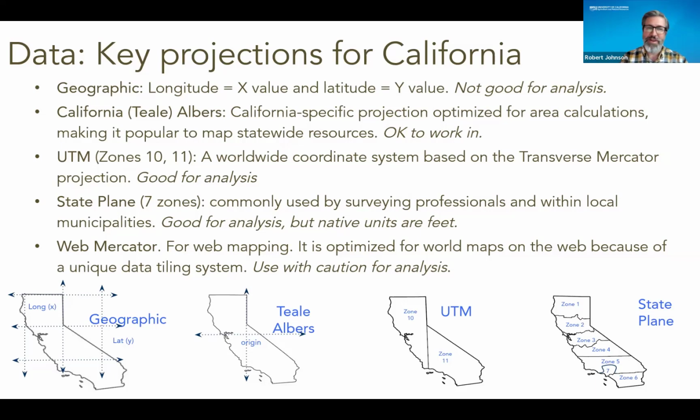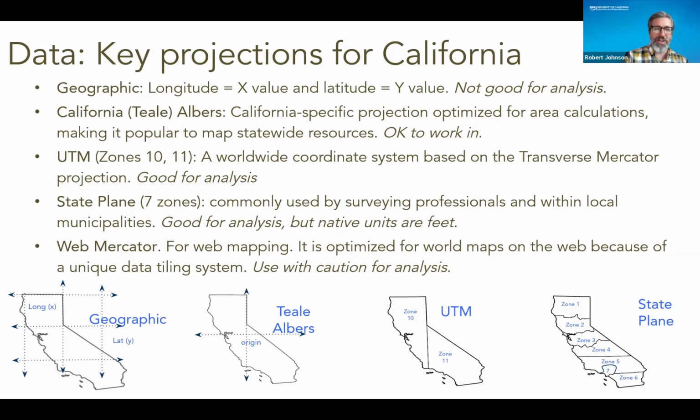Also, we have state plane. Maybe not every, but most states have their own state-specific coordinate systems that are created and maintained by the state. In California, we are split into 7 different zones. Unlike a lot of projections that have units in meters, state plane is usually in feet because that's the way we do things here in the US of A. But it's great for analysis. If you're getting any sort of data from a state level source, a lot of times it is going to be in the state plane coordinate system.